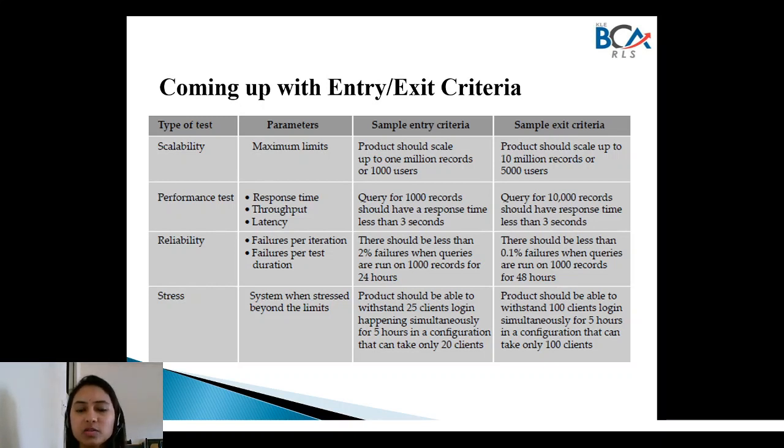Okay. So what is reliability testing? Here the parameters considered are failures per iteration and failures per test duration. A sample entry criteria to get into reliability testing is that there should be less than 2% of failures when queries are run on 1000 records for 24 hours. So whenever you are having a query to the system, there should be less than 2% of failures. Okay, it can be any kind of application failure. Okay, so this is your entry criteria.